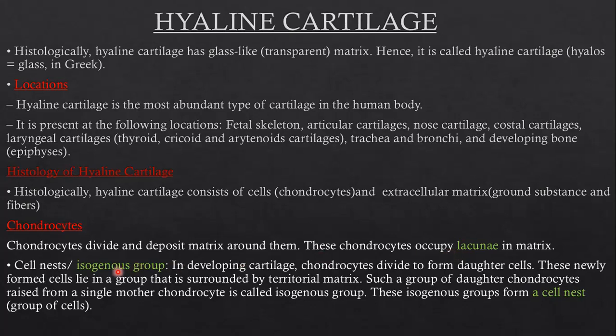Now, we also have what are known as the cell nests or isogenous groups. In developing cartilage, chondrocytes divide to form daughter cells. These newly formed daughter cells lie in a group surrounded by the territorial matrix. Remember, once the matrix hardens, the daughter cells remain close together. Such a group of daughter cells, or chondrocytes raised by a single mother chondrocyte, is known as an isogenous group. These isogenous groups form the cell nests.